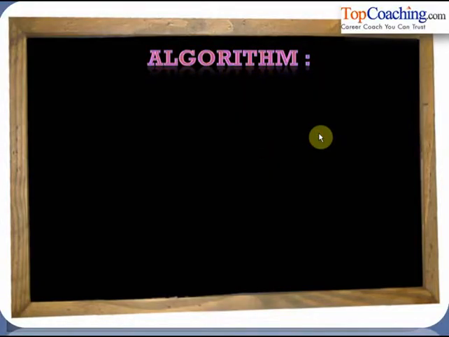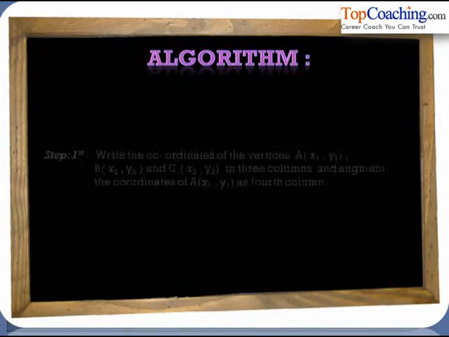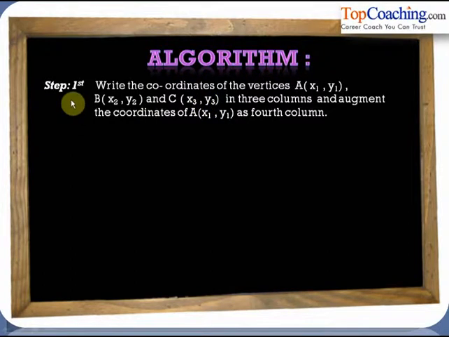Now let's try to see the algorithm to find the area of any triangle. So one can use the above formula which we have studied. Also there is one more procedure to find the area of any triangle. So what does this algorithm say? The first step is to write the coordinates of the vertices A, which is x1 y1, B x2 y2 and C x3 y3 in 3 columns and augment the coordinates of A x1 y1 as a 4th column.